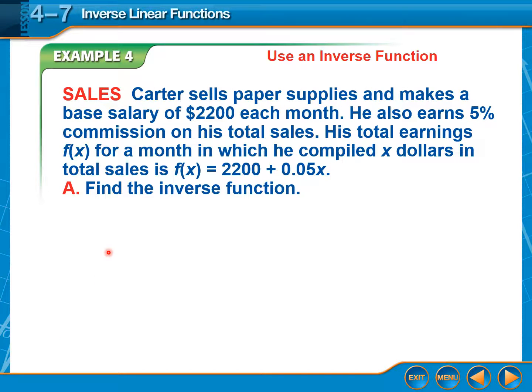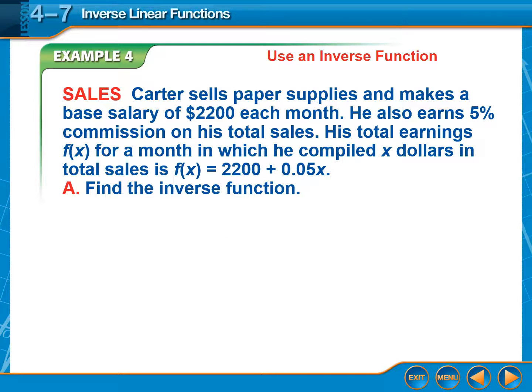Okay, so now what do we do with this information? So let's take a look at a word problem. Carter sells paper supplies and makes a base salary of $2,200 each month. He also earns 5% commission on his total sales. His total earnings, f of x, for a month in which he compiled x dollars in sales is f of x equals 2,200 plus 0.05x.